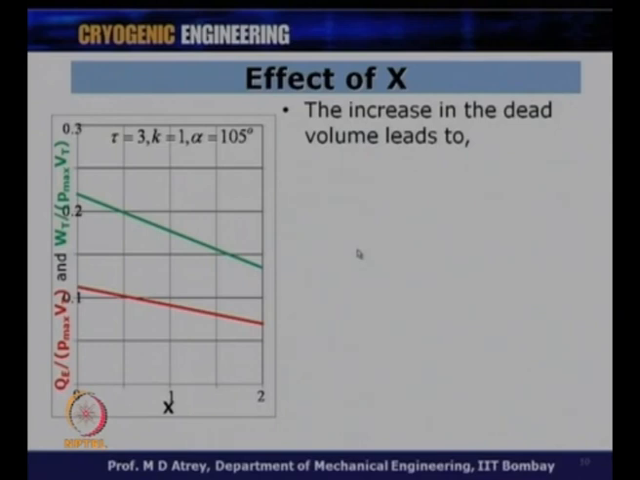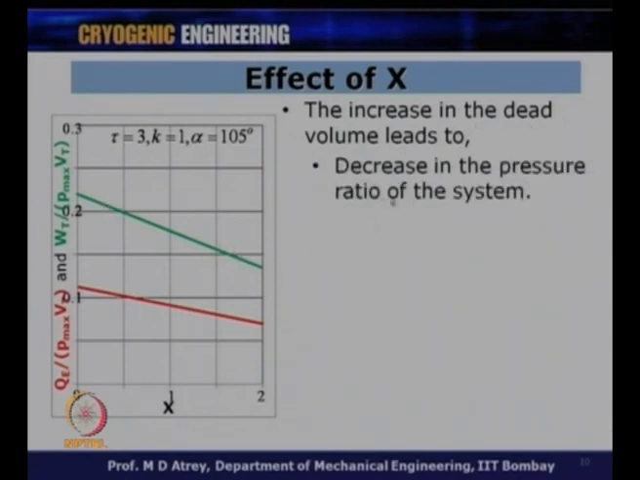What is happening basically? Why with the increase of X do my Qmax and my Wmax decrease? Increasing the dead volume leads to a decrease in the pressure ratio of the system. As I get more and more volume which is not a swept volume, which is a dead volume, my pressure ratio Pmax to Pmin will decrease, and the moment the ratio decreases, it will result in lowering of Qmax or cooling effect, and therefore, increase in X will result in decreasing the value of Qmax.